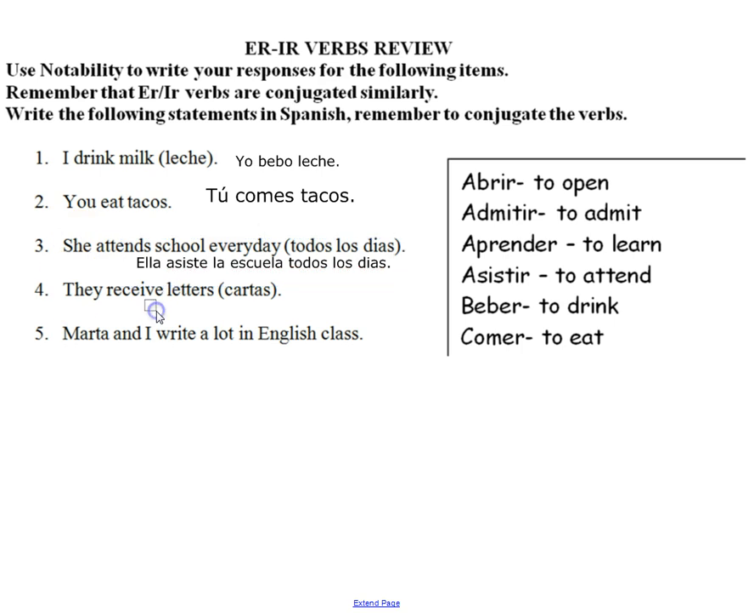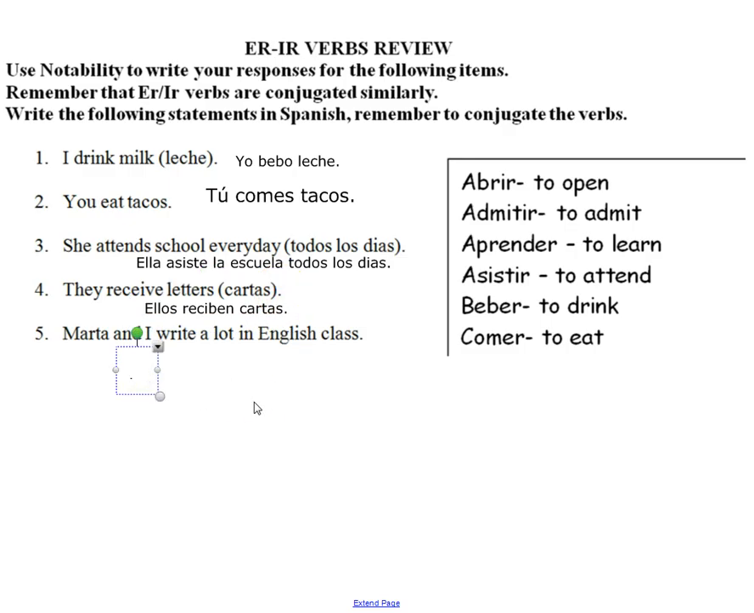Cool. Número 4. They receive letters. They is ellos. Okay. Receive is one of the ones down on this list. Okay, it's not visible on this screen, but it's recibir. And drop off the IR, it's the they form, so it's reciben. And then this tells us that letters are cartas. Awesome. And the last one.